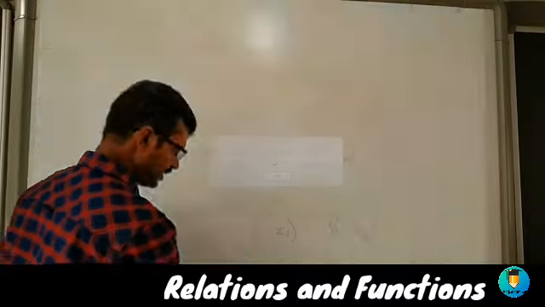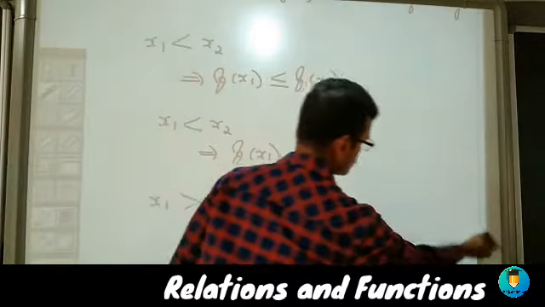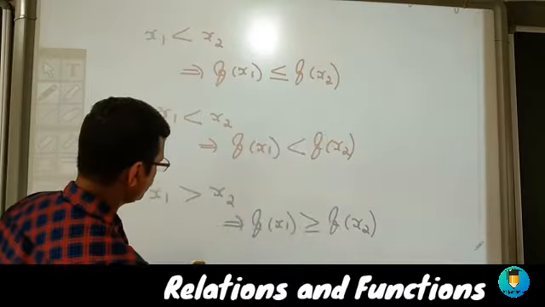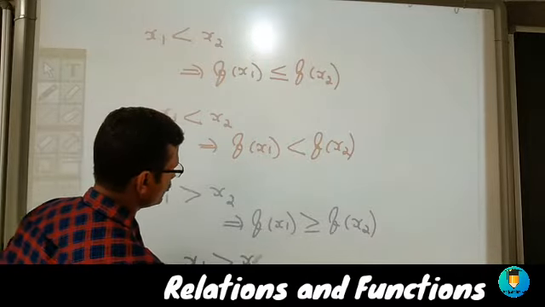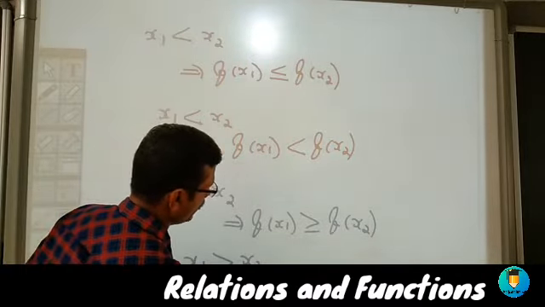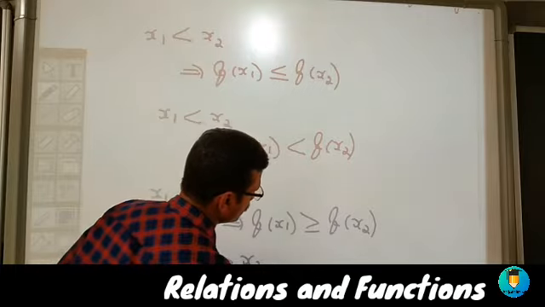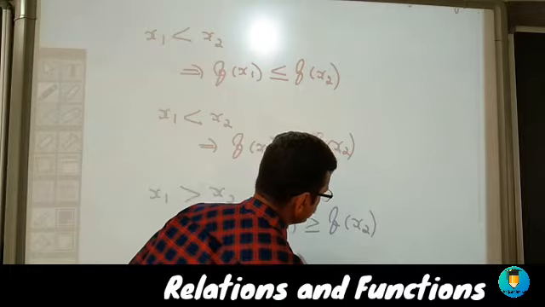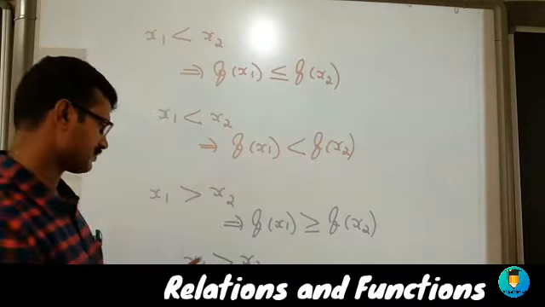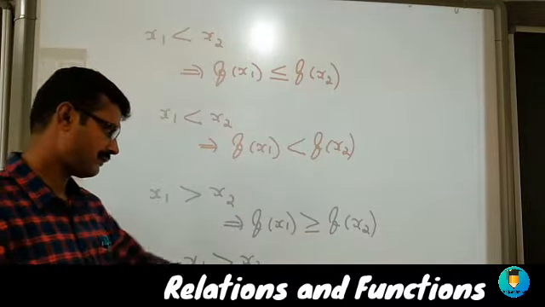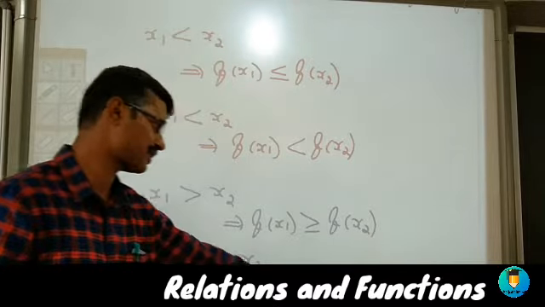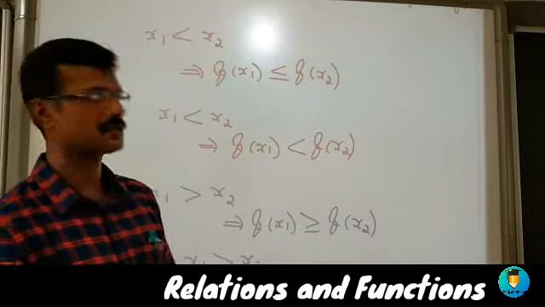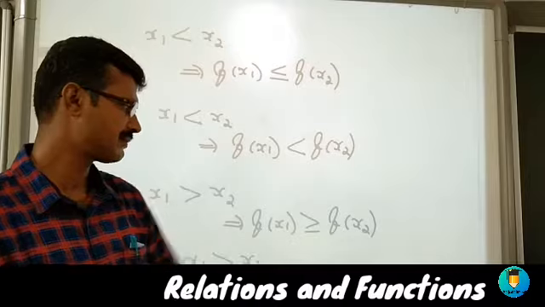Now if it is strictly decreasing, again we can say like this: if x1 is less than x2 implies f(x1) is greater than f(x2). If x1 is less than x2, then f(x1) is strictly greater than f(x2). So it is known as a strictly decreasing function.